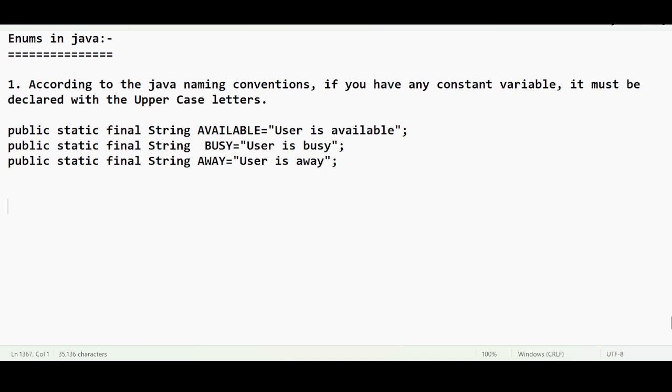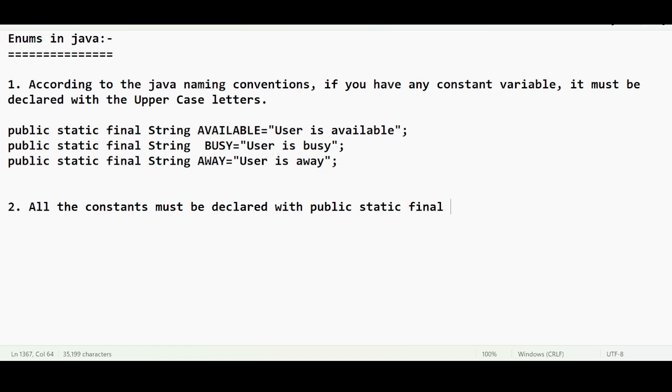Second point: all the constants must be declared with public static final keyword. Right? Public static final. A variable has to be represented along with the public static final keyword, so that by looking at it you can say that it is going to be a constant.